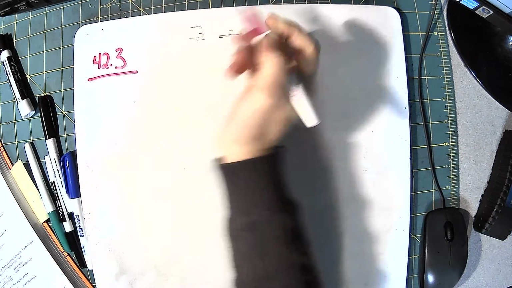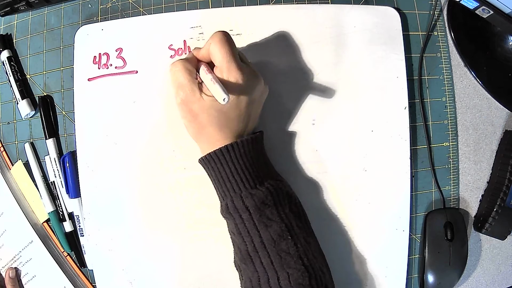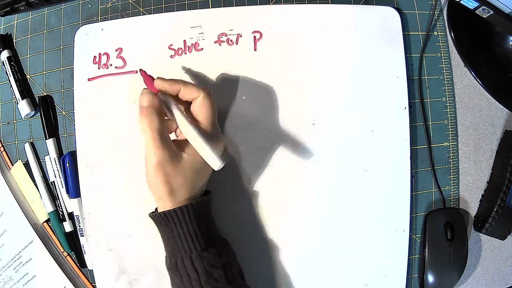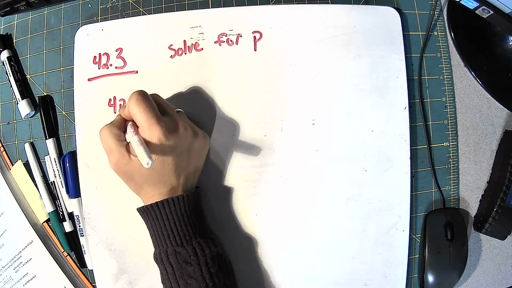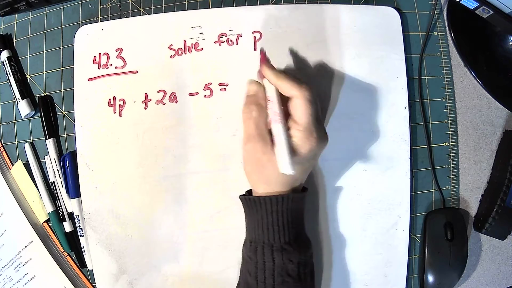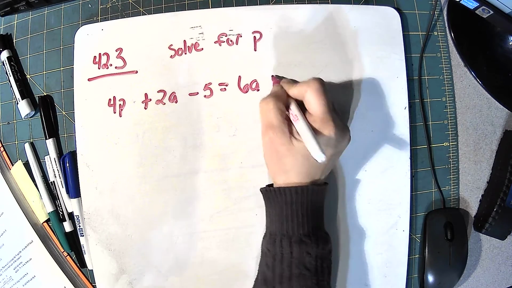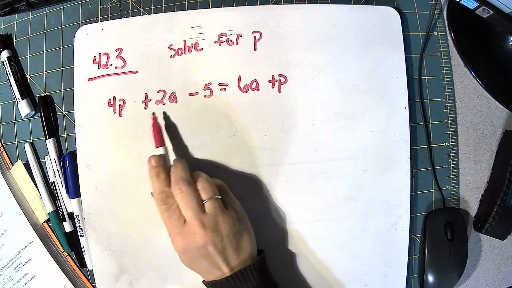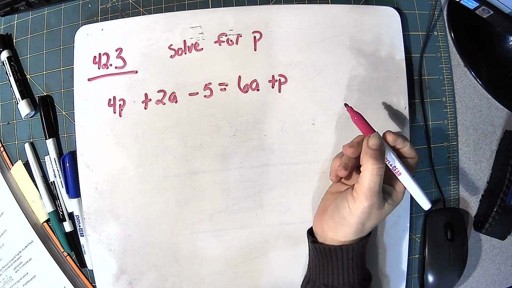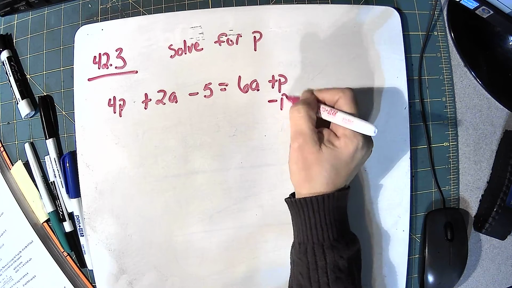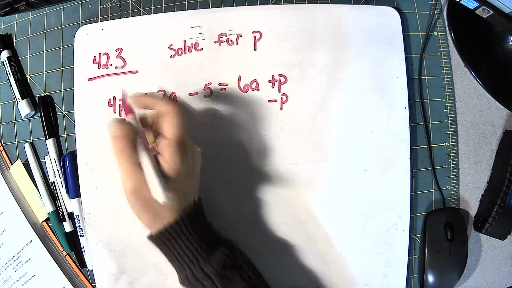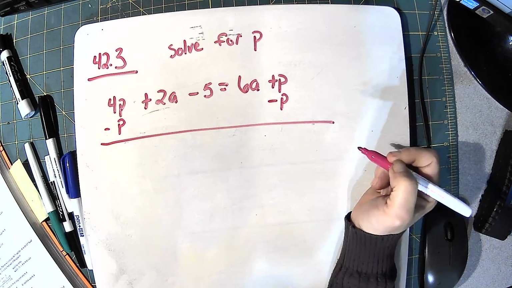Alright, 42.3. This one says solve for p. Alright, so I've got 4p plus 2a minus 5 equals 6a plus p. Double check that. 4p, 2a minus 5, 6a plus p. Alright, so I've got to try to get all my p's together on the same side. I'm going to do minus p right here. No, that's the a. Make sure I'm subtracting it from the right variable.